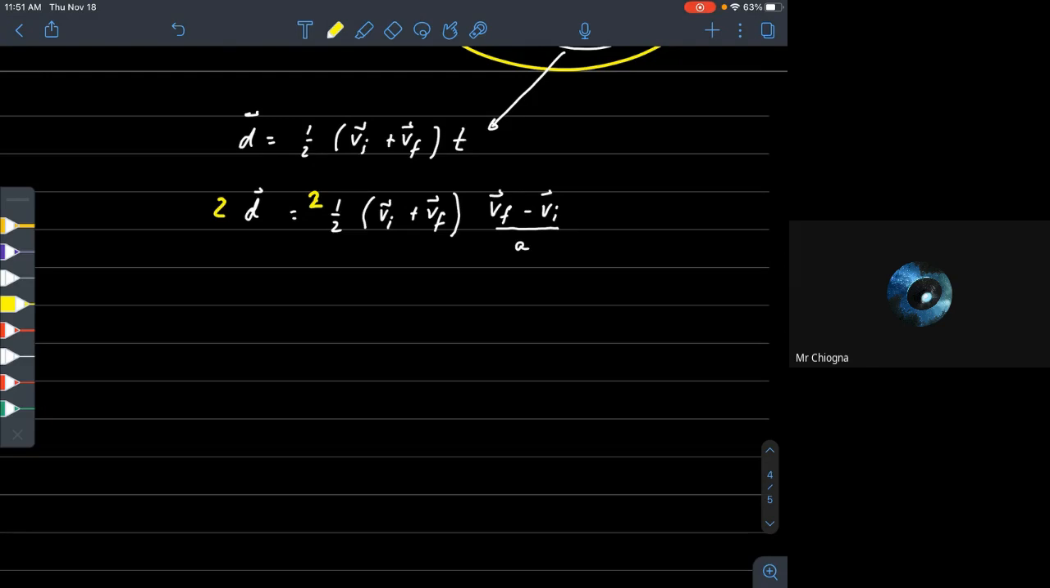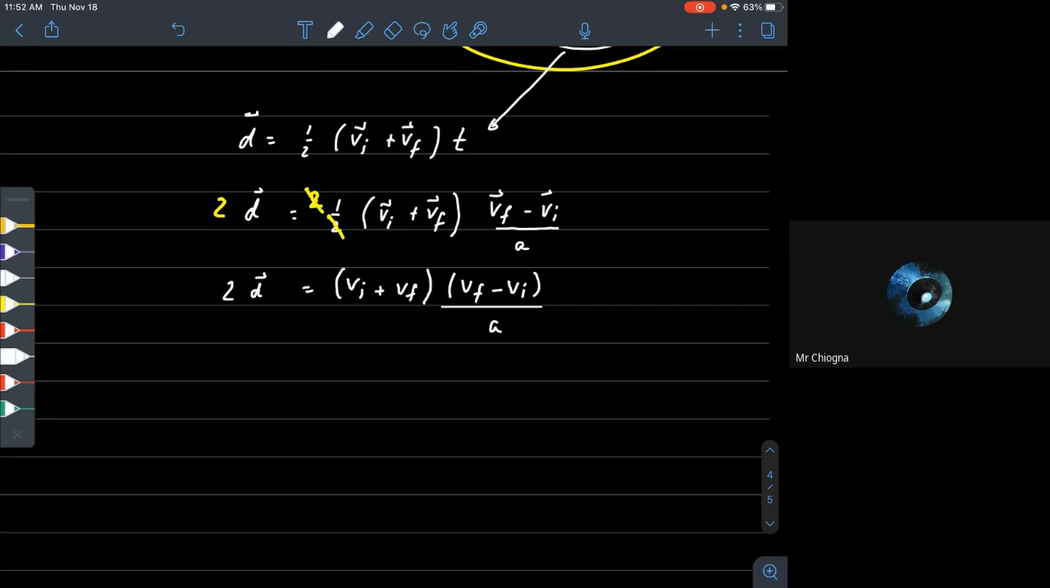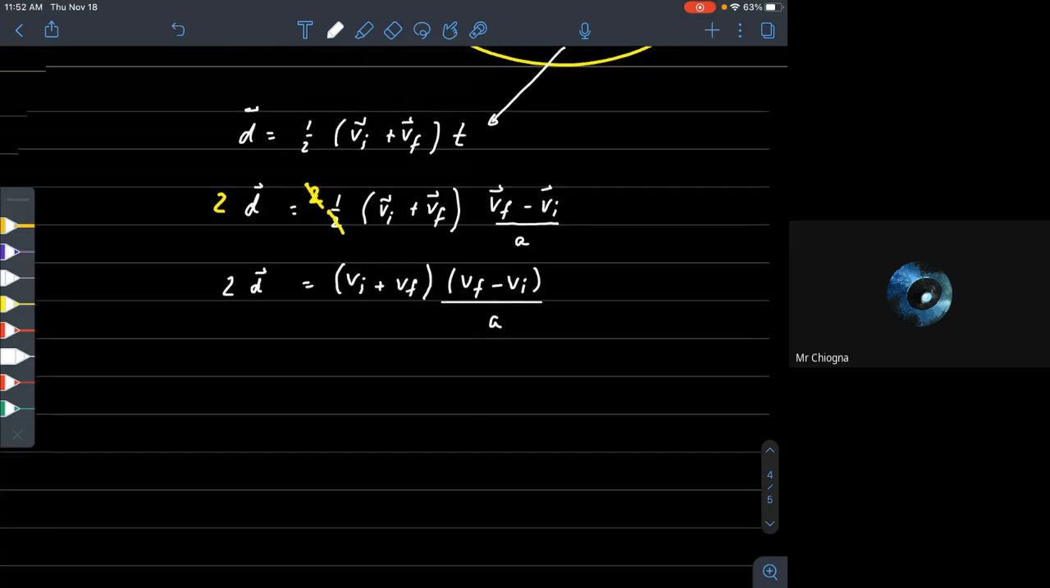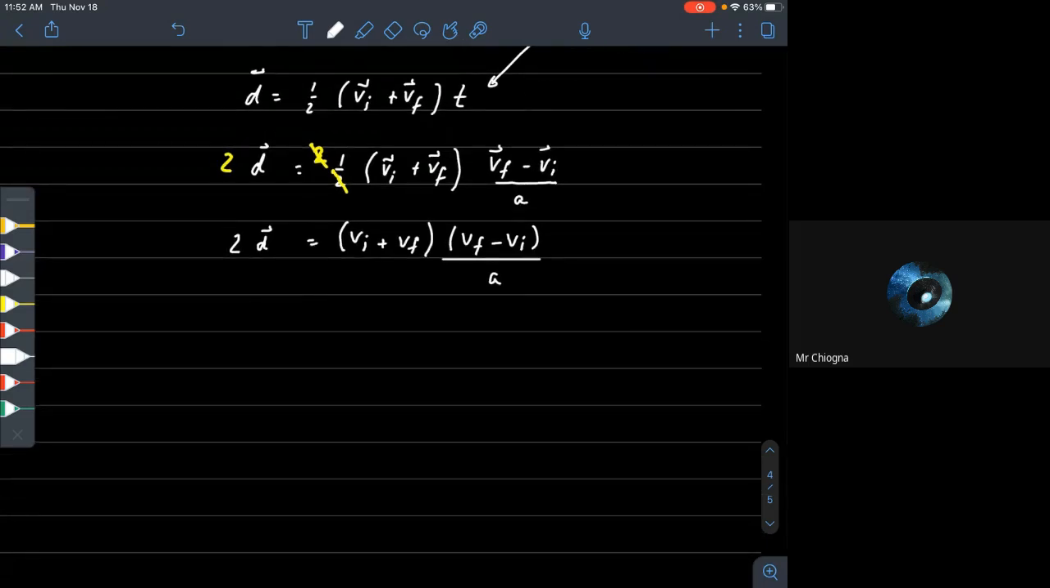I just multiply by 2. What cancels out on the right? Yeah, the 2 in the denominator. I'll just rewrite it. We'll do it one step at a time. I'll put this in brackets so it's more clear. I'm going to drop the little half arrows for now. I wrote them up to that point just to remind you they are there. We're going to put them back in at the end.